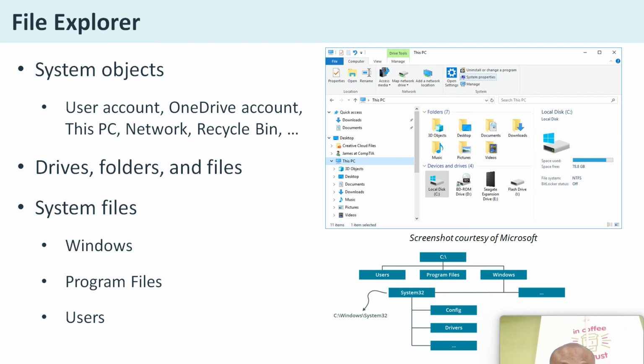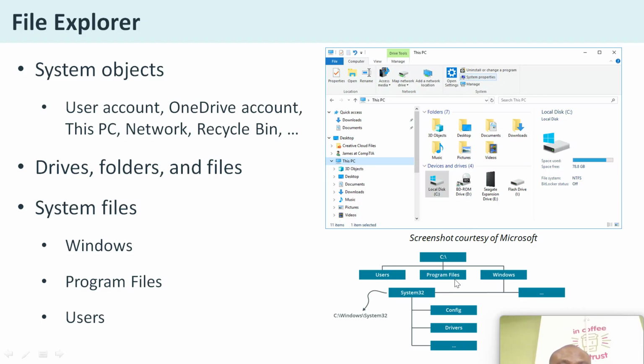So we have the C drive, which is the root drive. Why is it the root drive? Because that's where our operating system is installed. So we call it the root drive. Under the C drive, we have Users, which holds all the user accounts that you created.